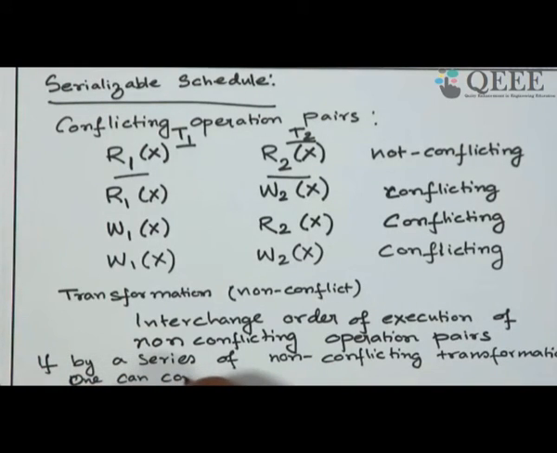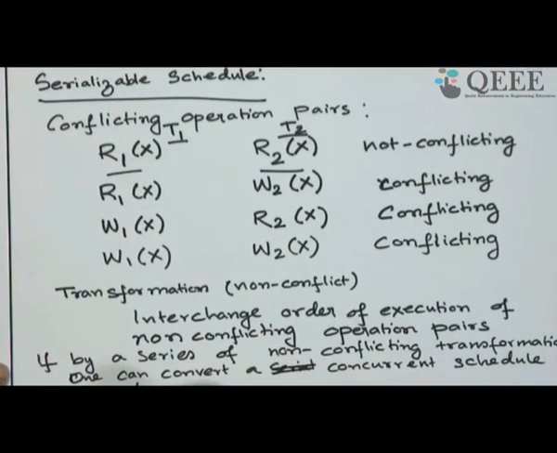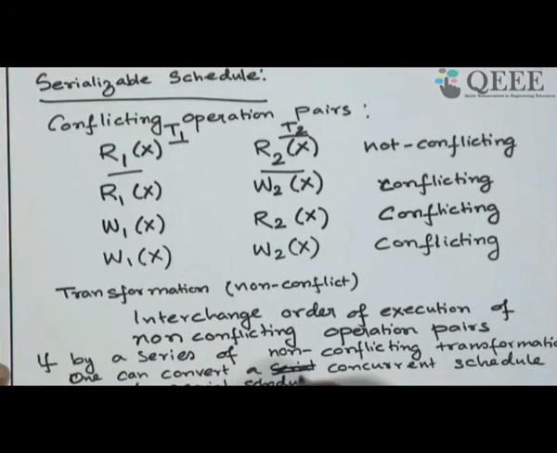Non-conflicting can convert a concurrent schedule to a serial schedule, then the concurrent schedule is called a conflict serializable schedule. So, you can convert it to a serial schedule. Here we always look for a serializable schedule.